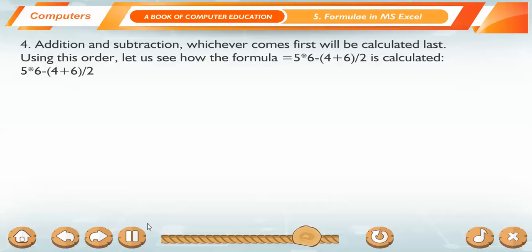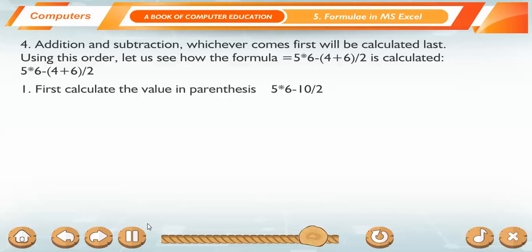Using this order, let us see how the formula =5*6-4+6/2 is calculated. 5*6-(4+6)/2. First calculate the value in parentheses.